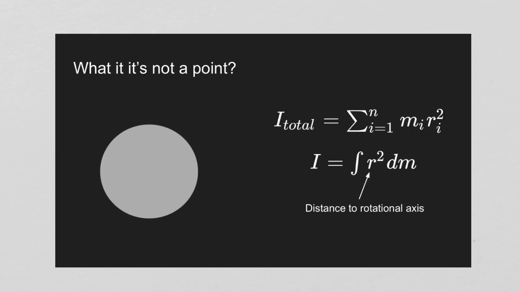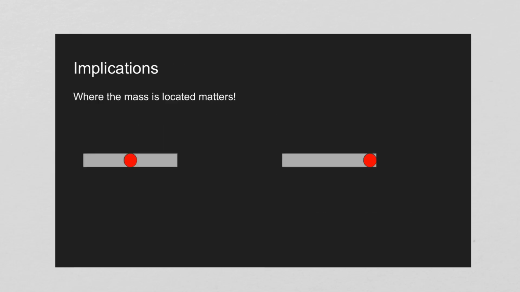We can also integrate. Anytime you see a sum, you can start thinking integration, where r is the distance from your axis. So if this is rotating in the center, that would be r. And you add up all these little mass points.